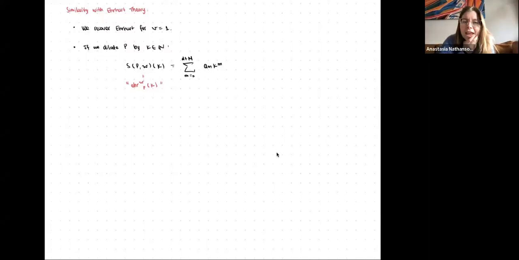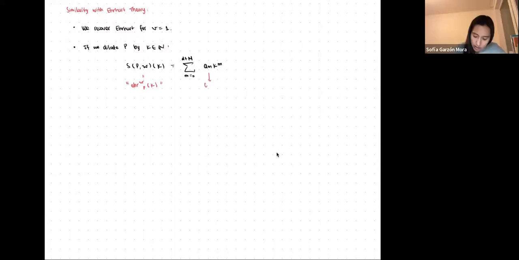Sorry, Sophia. What is a_m here? Let's just say these are coefficients, which I didn't want to write down because in the case of rational polytopes, they're quasi-polynomials of period q, where q is the number you have to multiply by. But these are just coefficients that you can write down.